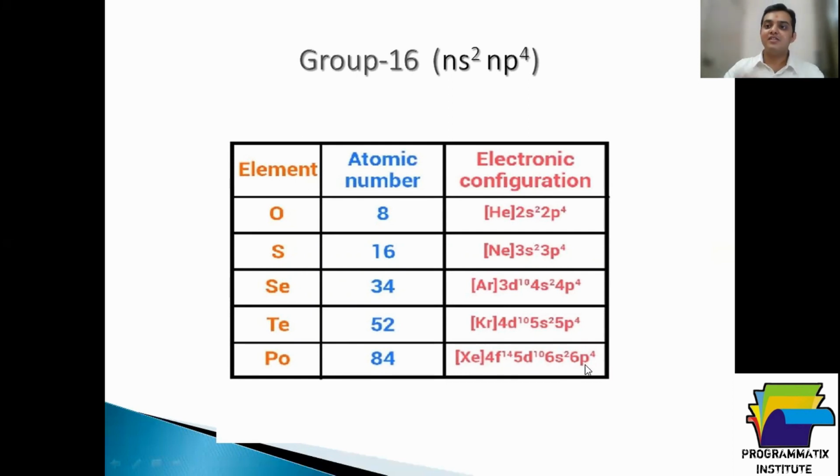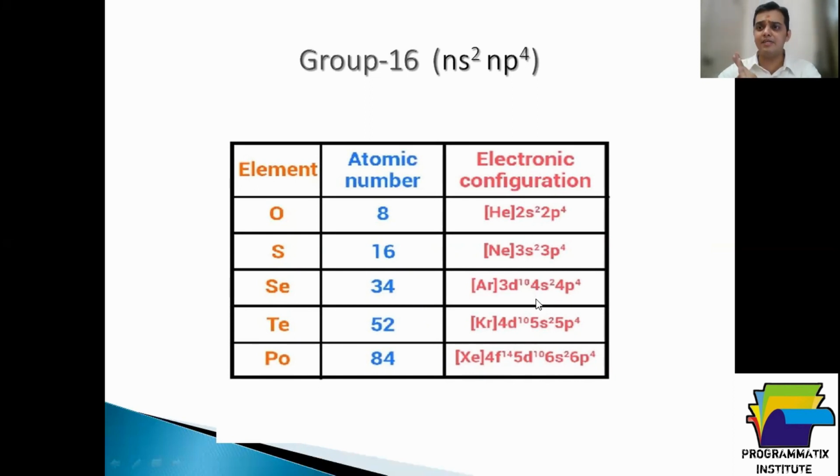I hope you're getting it. Xenon was the 5. Okay, we wrote 6s2, 6p4, 5d10, 4f14. That is xenon, 4f14, 5d10, 6s2, 6p4. That is for the polonium. Similarly, you practice for other configurations also.